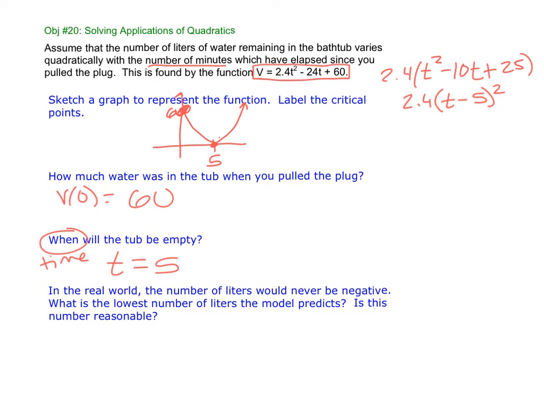In the real world, the number of liters would never be negative. What is the lowest number of liters the model predicts? Is this number reasonable? So the lowest number would be 0, right? But I guess what would happen is on the right side of it, it would start filling again. Yeah. I don't know what else that would mean. So is this number reasonable? Definitely. Yep. We're not going negative, so that makes sense.